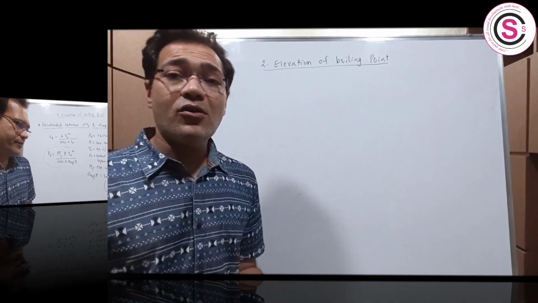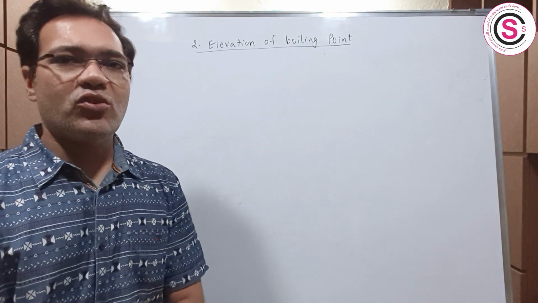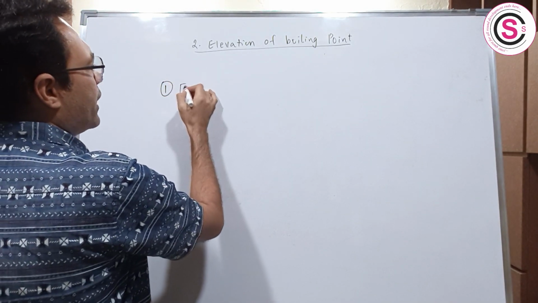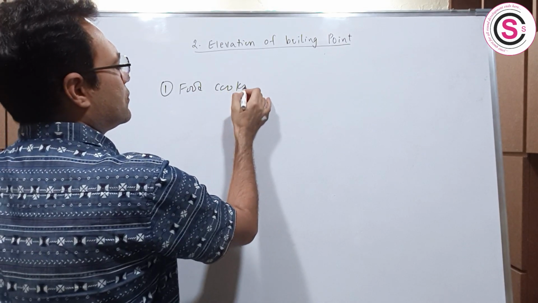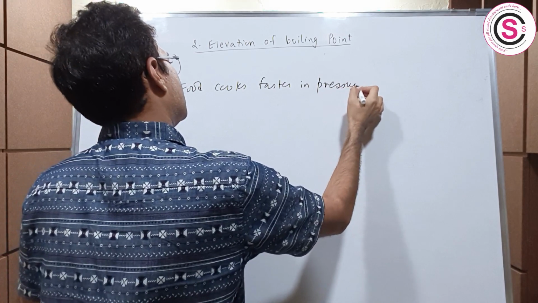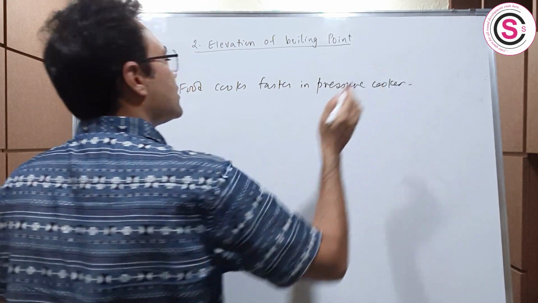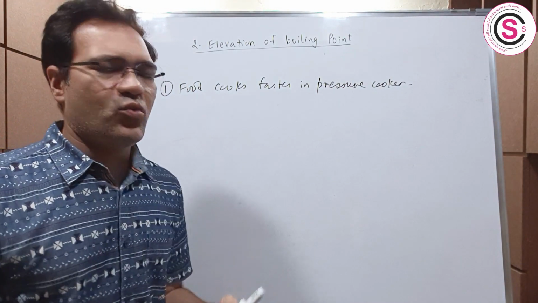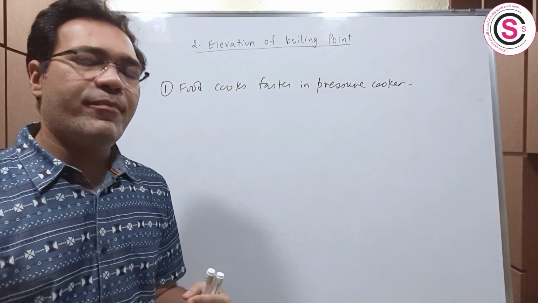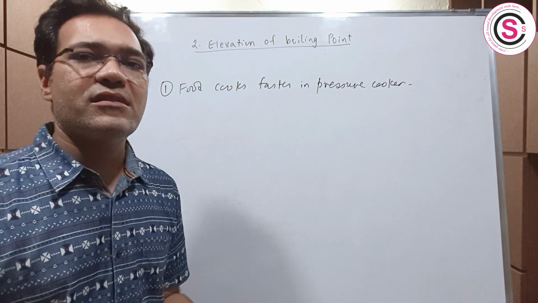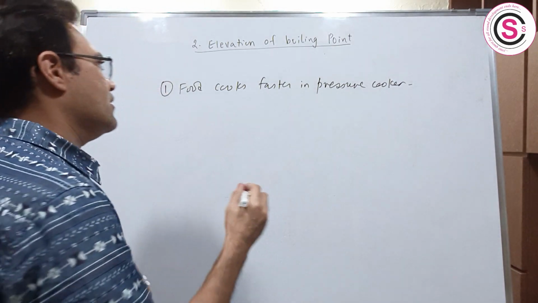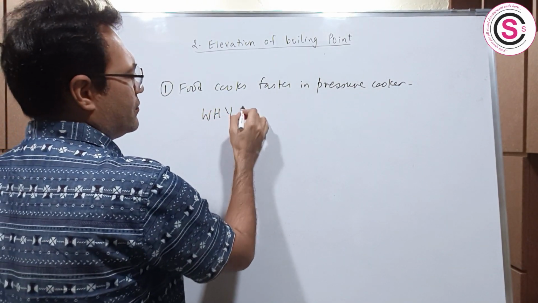Okay, now students, time for some applications of the concept. So see, we know that food cooks faster in pressure cooker, right? Students, you must have used a pressure cooker at home or seen one being used. So think why we prefer pressure cooker in place of open vessels. Because food will cook faster in pressure cooker. Why? The question is why?